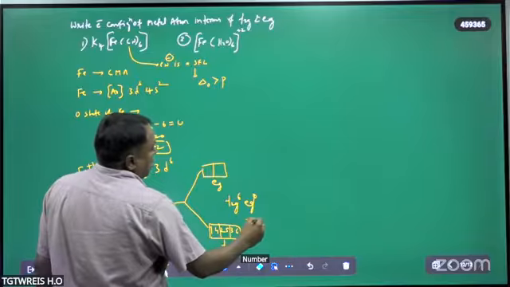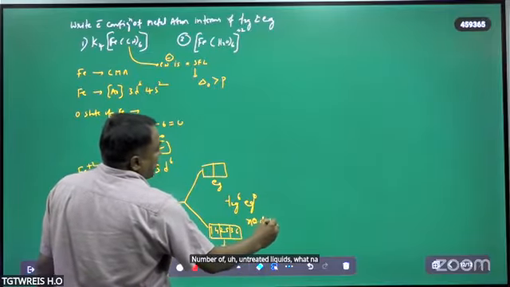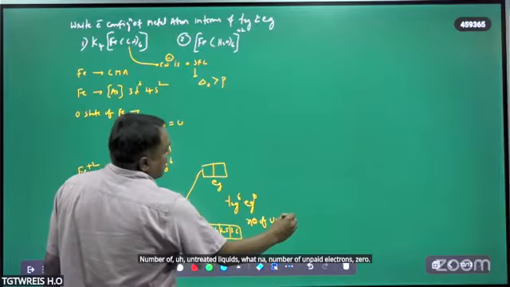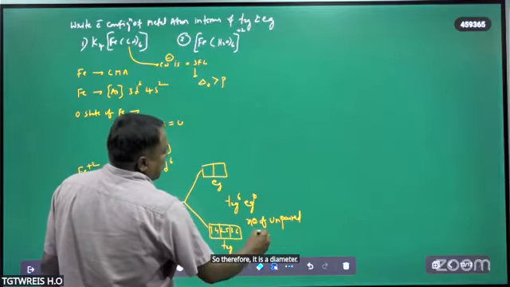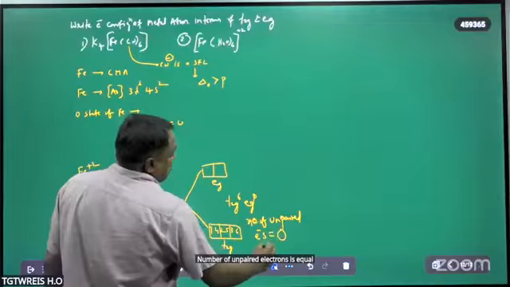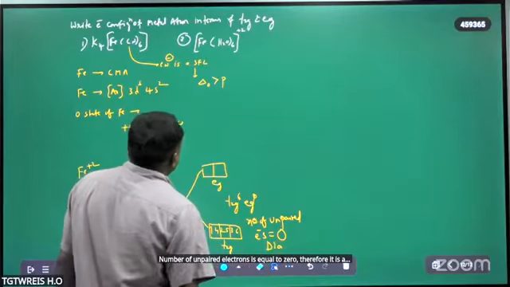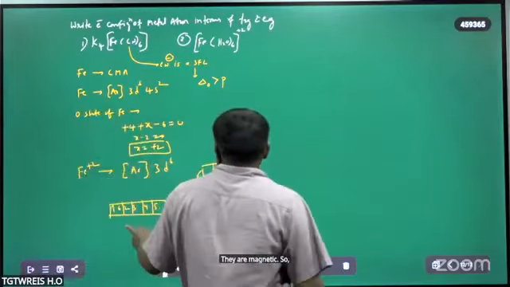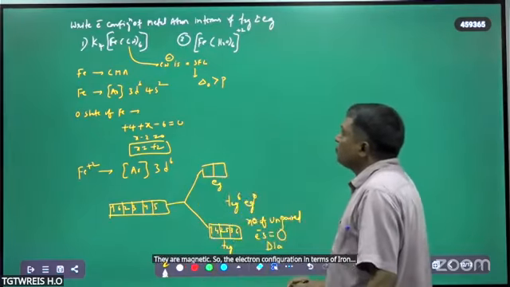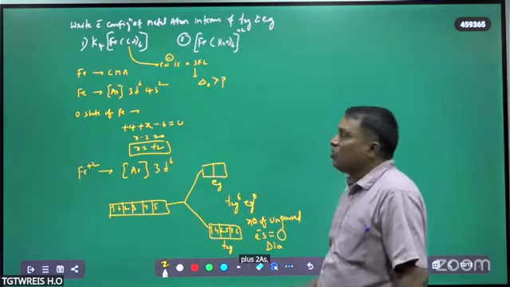So the number of unpaired electrons is 0. Therefore it is diamagnetic. The number of unpaired electrons is equal to 0, therefore it is diamagnetic. So the electron configuration of iron plus 2 is t2g6 eg0.